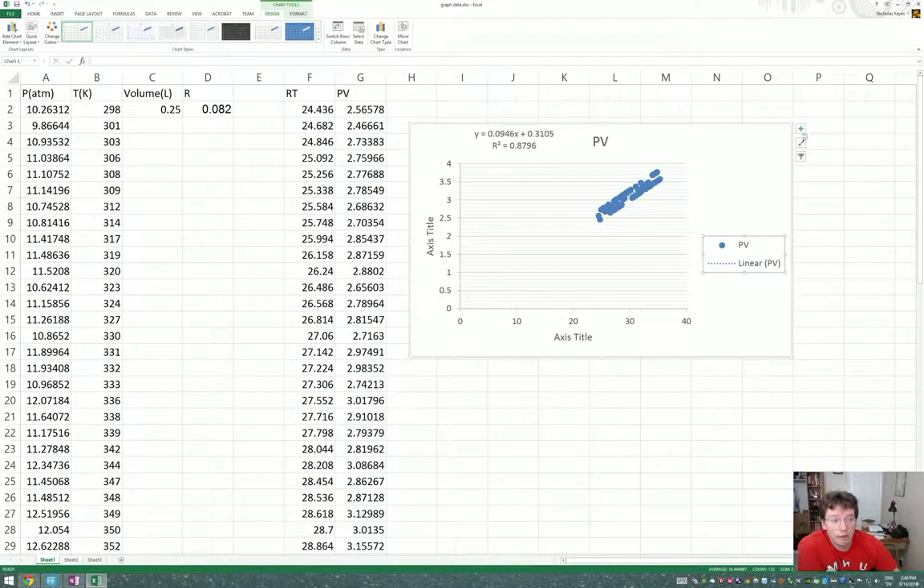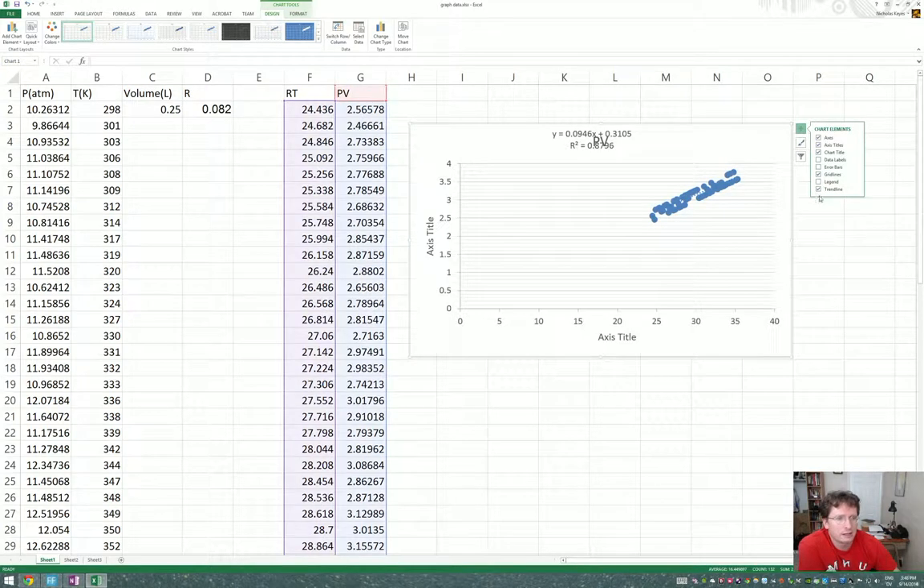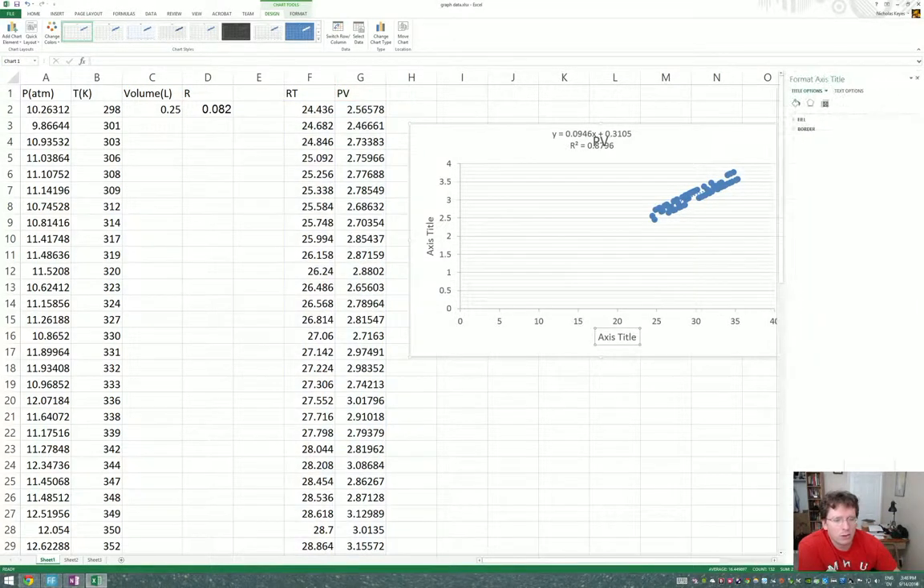We can get rid of parts because I actually don't need this legend, right? That's unnecessary. And then what you guys would have done is labeled your axes, right? So you would have labeled this one RT, and you would have labeled this one PV, right? And you should always label them as completely as possible. So you probably would want to put the units of PV.